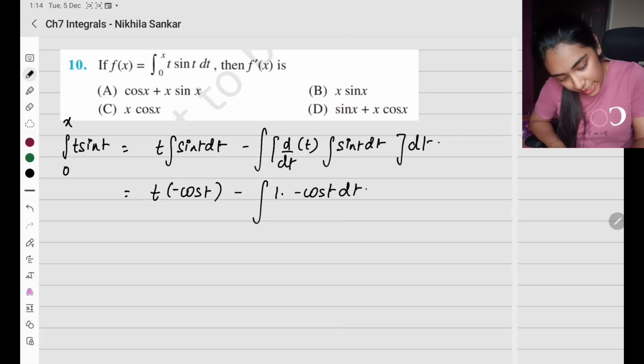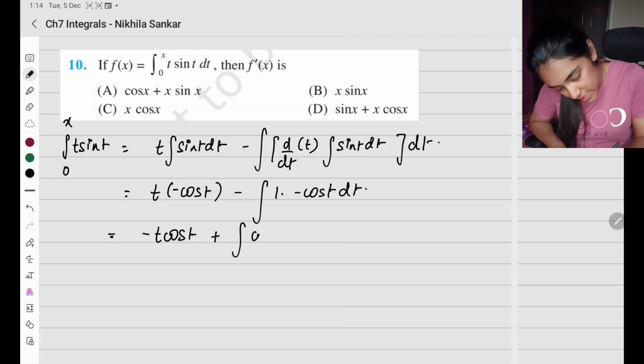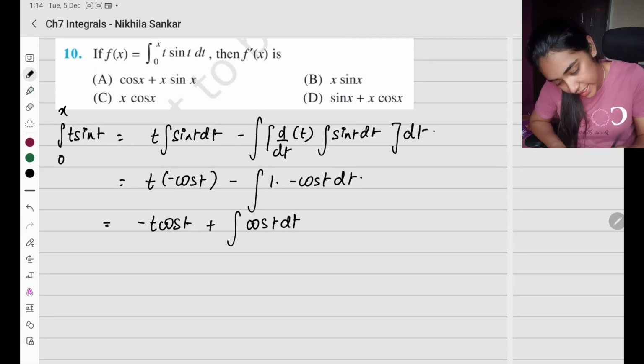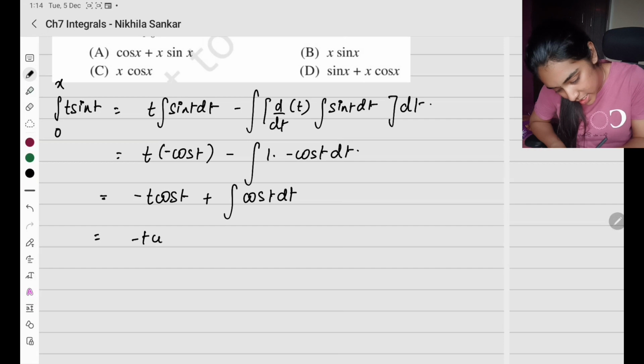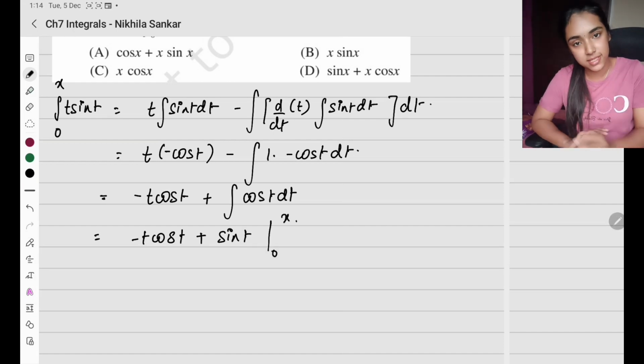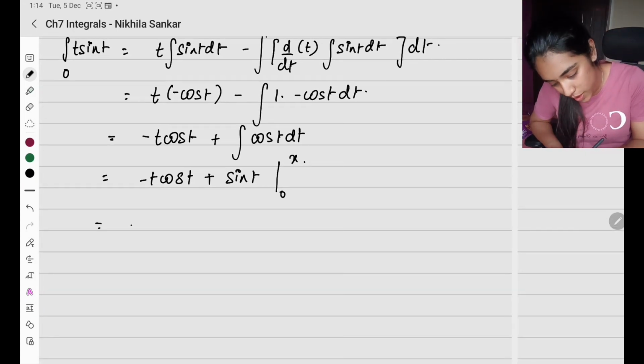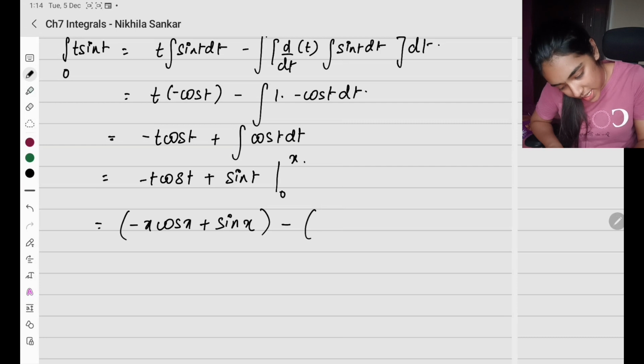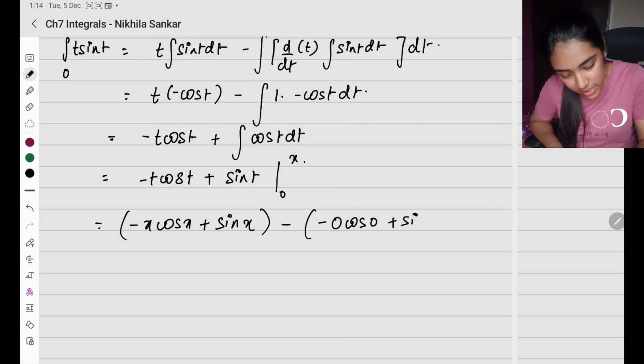We have solved this many times already. It becomes minus t cos t plus the integral of cos t dt, so this is going to be minus t cos t plus sin t from 0 to x. When I substitute the upper limit minus the lower limit, I have minus x cos x plus sin x. This is the upper limit minus the lower limit, so minus 0 cos 0 plus sin 0.